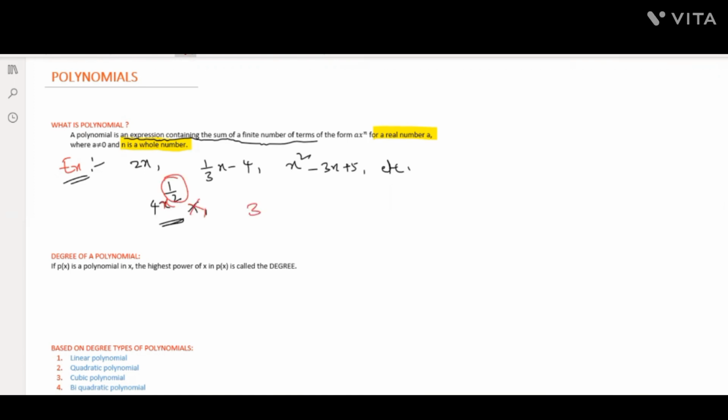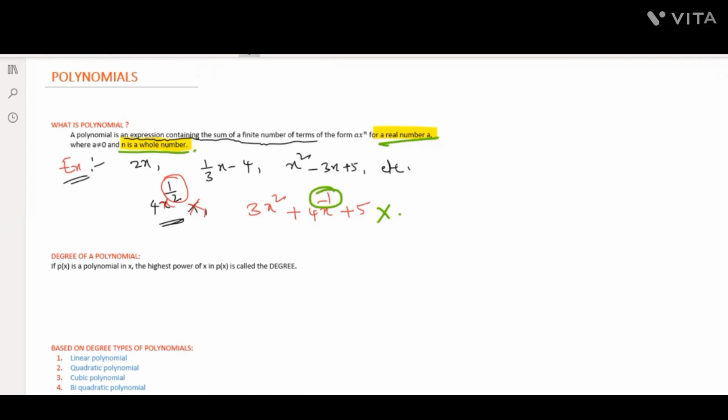And one more example, we can give 3x squared plus 4 into x power minus 1 plus 5. Here the power is negative, so it's not a whole number. So this is also not a polynomial. Hope everyone understood this. So what is a polynomial? A polynomial is an expression which follows the following conditions. That means a should be a real number and n should be a whole number.